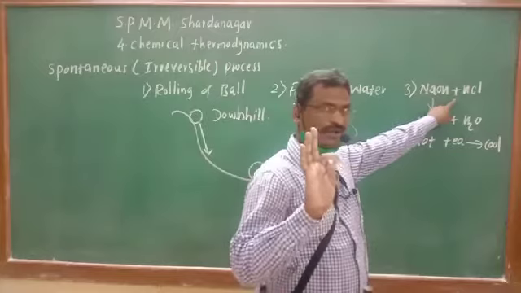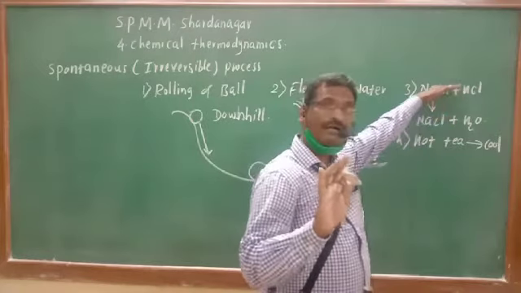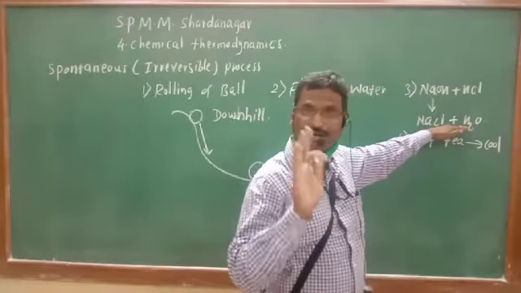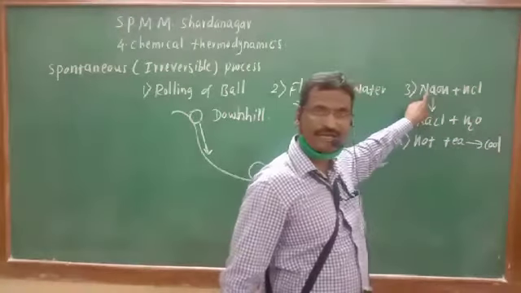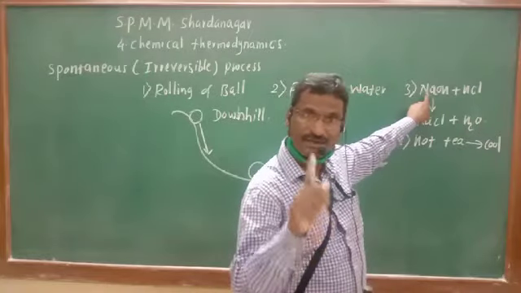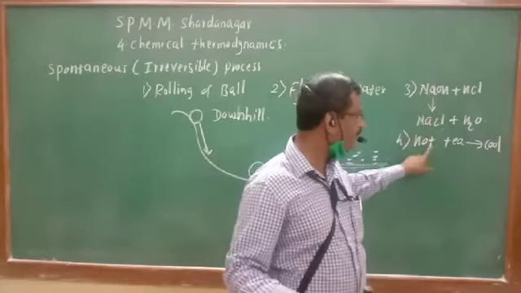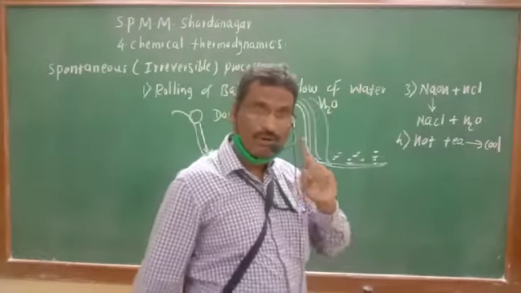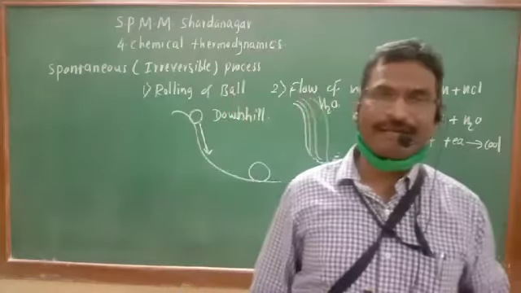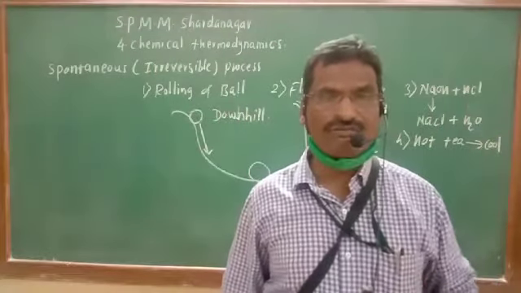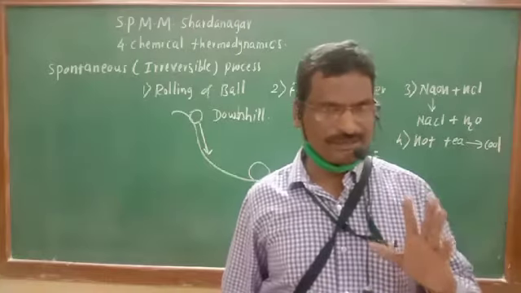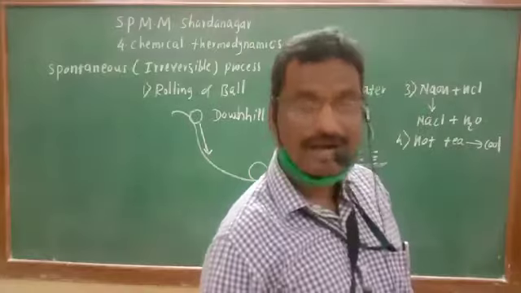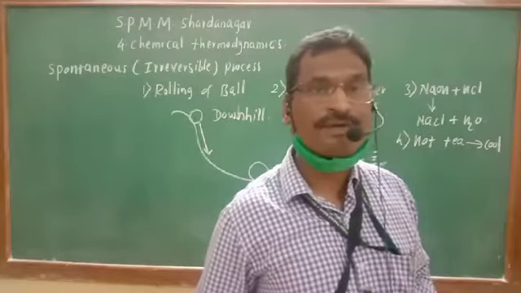NaOH plus HCl react together. They have a higher content of energy. Converted to products NaCl and water, they have less content of energy. This is an exothermic reaction. Therefore energy decreases during the reaction. Here also hot tea becomes cold, energy decreases. So all these processes are taking place with decrease of energy, and they are maintaining the state of equilibrium.